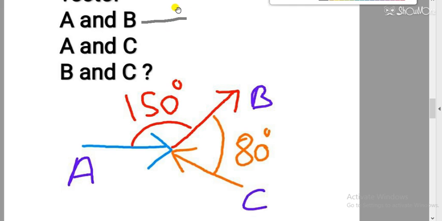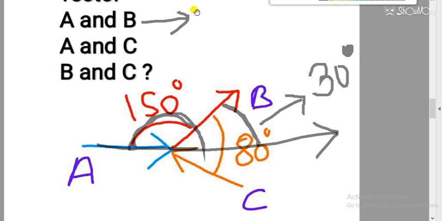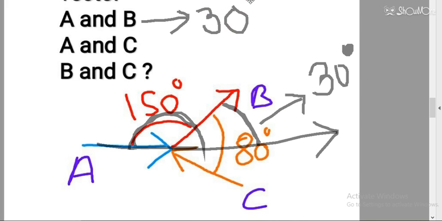So I have to find the angle between A and B. I have to shift A here in this way. The total angle on this line will be 180. And the angle between B and A, this angle, will be 30 degrees. 180 minus 150, so it will be 30 degrees. I hope it is clear. The angle between vectors A and B in this question is 30 degrees.